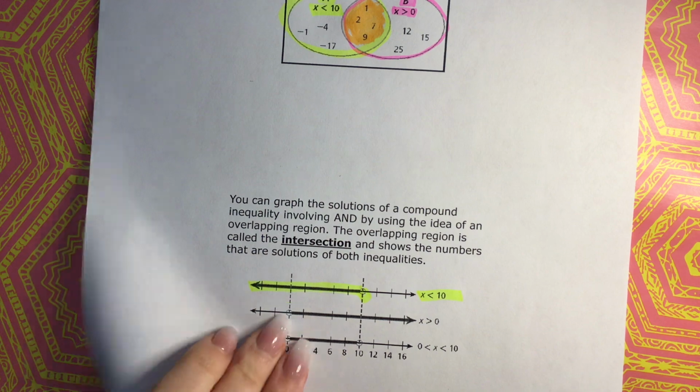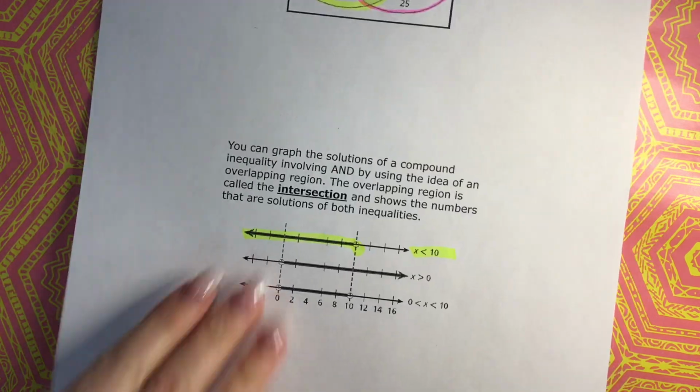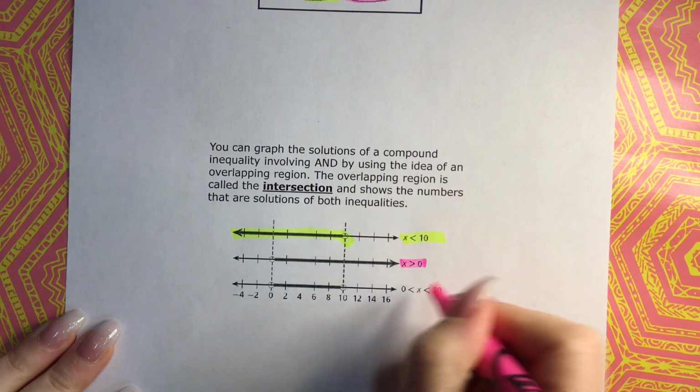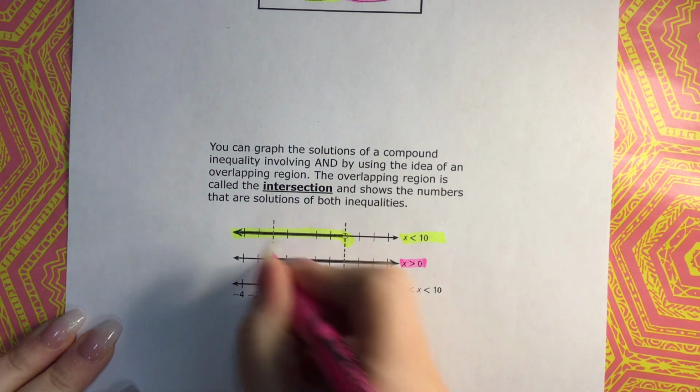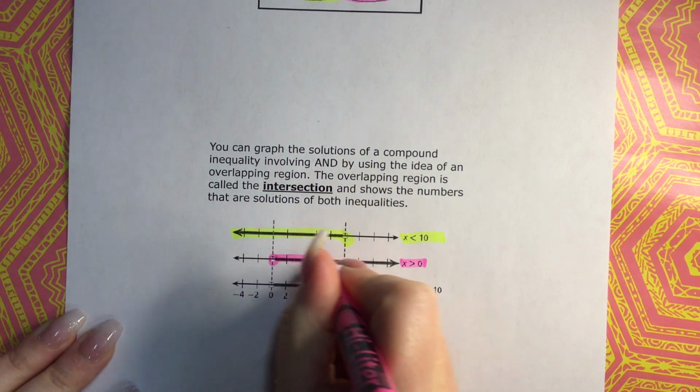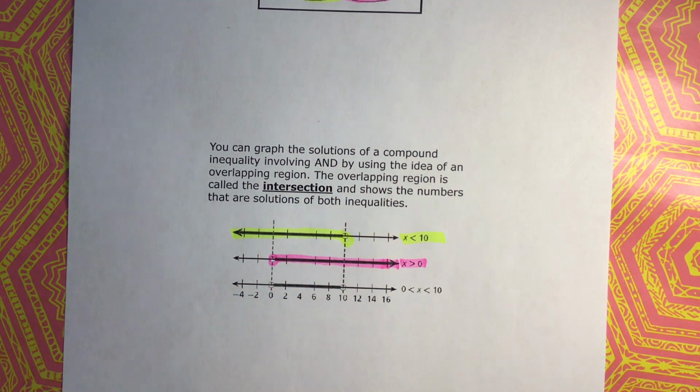Now the other one we had, what was that? X is greater than 0. So if we were to graph that one, we would go to 0. It's going to be an open circle, and x is greater than 0. Here's 0 right here. So it's going to be all these numbers here.